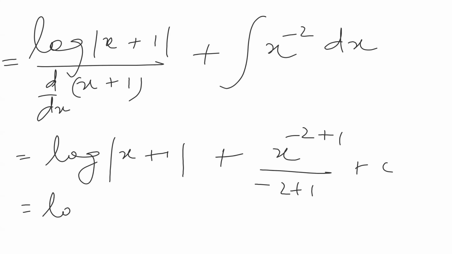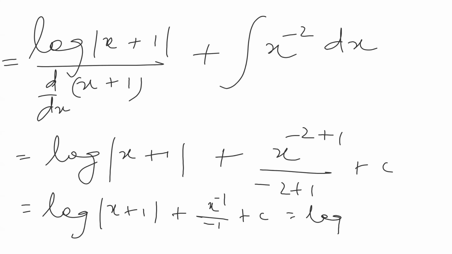So this is log modulus of x plus 1 plus x raised to minus 1 plus 1 upon minus 1 plus c. So this is equal to log modulus x plus 1. This plus into this minus will be minus. X raised to minus 1 is written as 1 upon x, plus c.